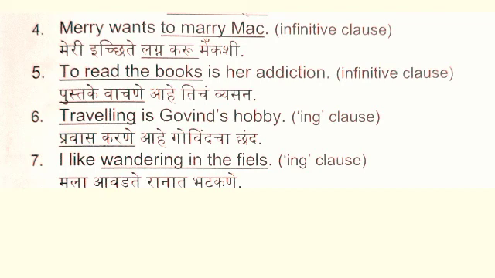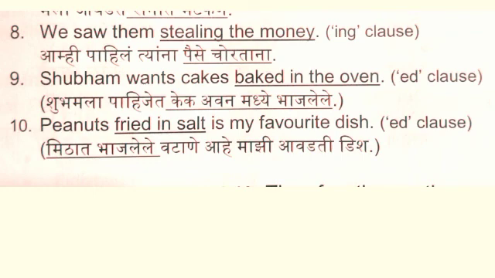Now, let's have a look at these examples. See sentence number 8. We saw them stealing the money. In the sentence, stealing the money is a non-finite clause, that is a present participle clause, but it cannot be replaced by a noun, pronoun or a noun phrase. It can only be replaced with the help of an adverb. We saw them this. We cannot say that we saw them this. We can say that we saw them there. So there becomes an adverb, and therefore this is not a nominal non-finite clause. This is a non-finite clause, but this is a non-finite adverb clause.